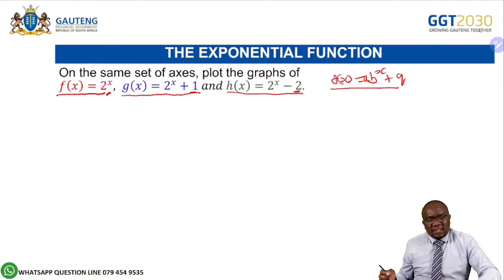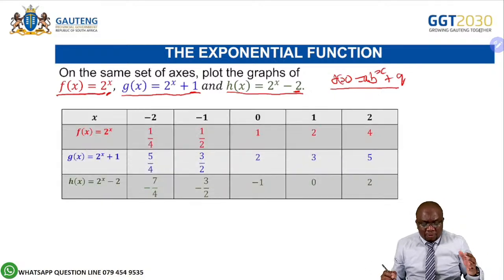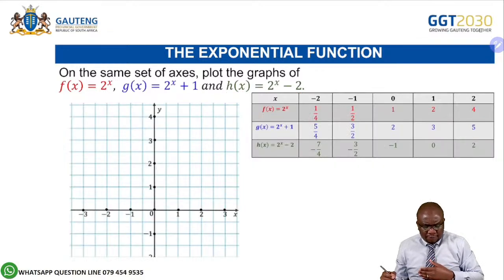So now I'm going to give you the table of values, and then we sketch our graphs. Okay, let's use this table of values. I'm going to give you time to draw the Cartesian plane. Then we come back to this table so that you can then sketch your graphs, okay? All right, let's go to the Cartesian plane. I'm going to give you 1 minute to draw it.